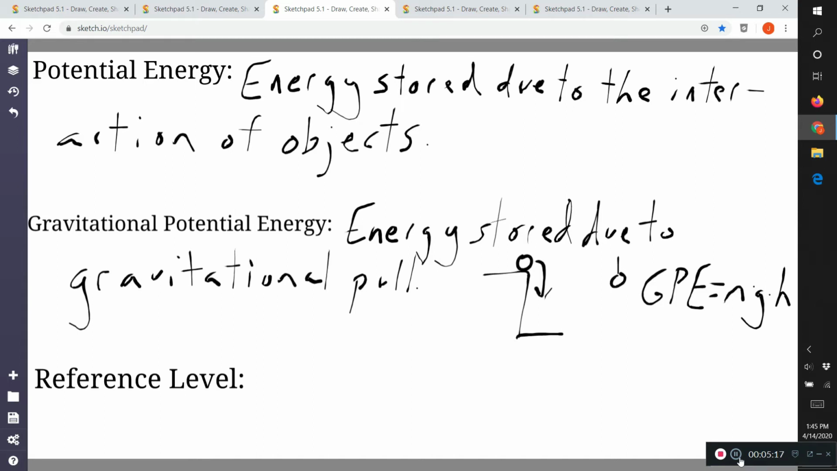Now, whenever we're dealing with gravitational potential energy, we have to talk about reference level. And reference level is similar to when we talked about establishing a coordinate axis and a frame of reference for the problem. So a reference level is an established zero height.